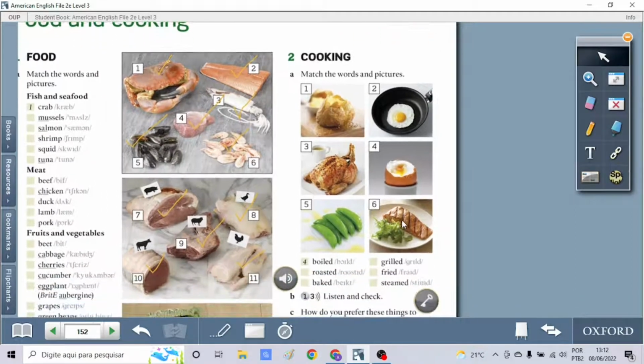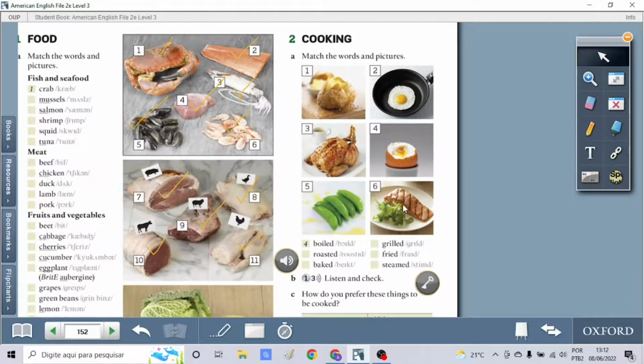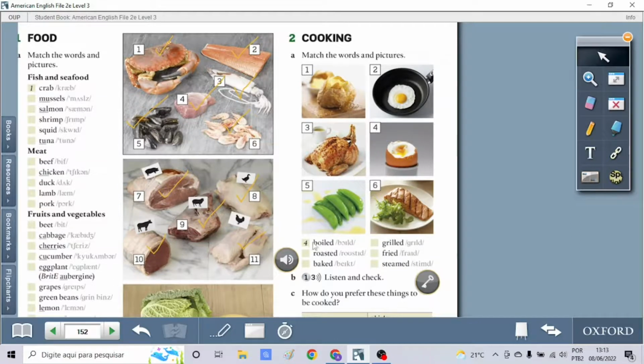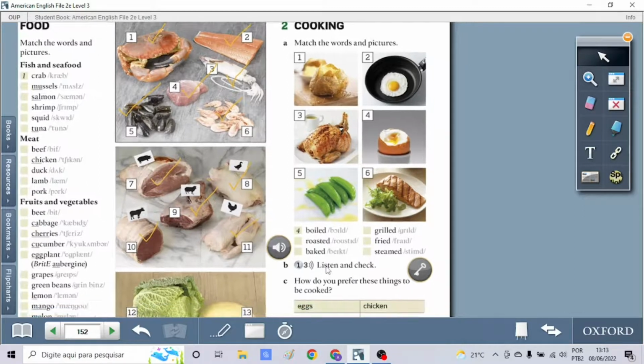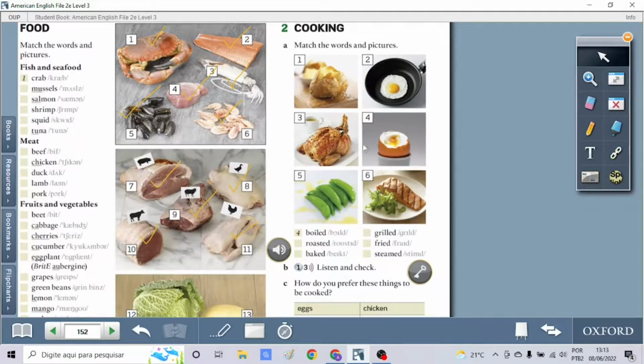Let's match the words and the pictures. So here we have some different kinds of food and how they are cooked or prepared. Okay? For example, number 4, we have boiled. Can you pause the video now and try to match the other ones? Okay, let's check your answers now.